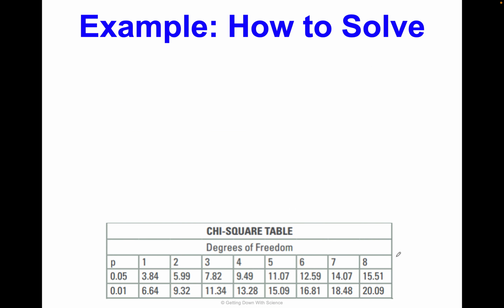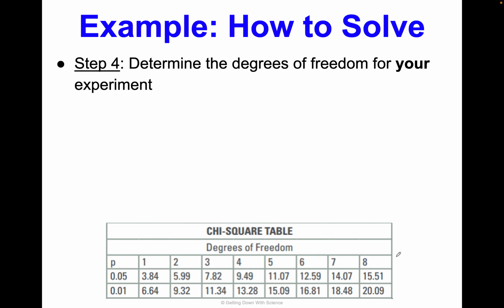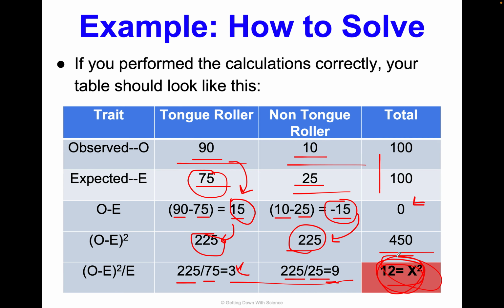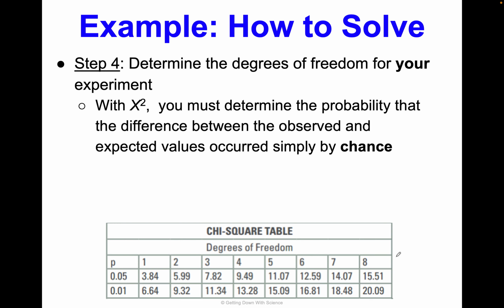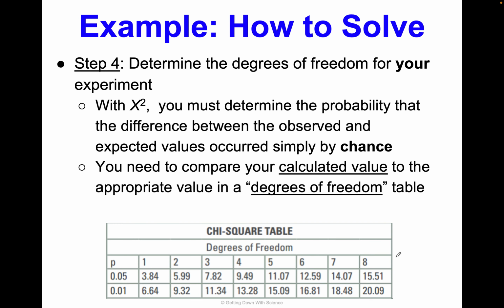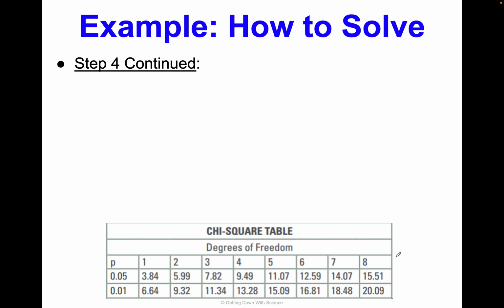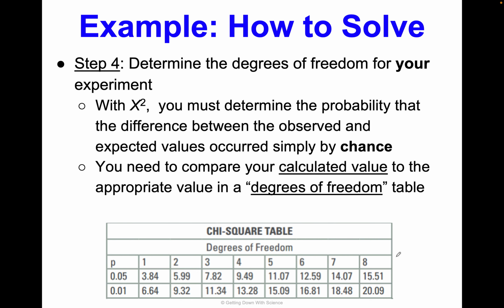But what does this mean? What is 12 equals x squared? What does that even mean? Well, we have to determine our degrees of freedom first. Our degree of freedom, do they talk about it? Calculate degree of freedom? Okay, we'll get there. Step 4, grab your chi-square table. Okay, we're going to determine our degrees of freedom for our experiment.